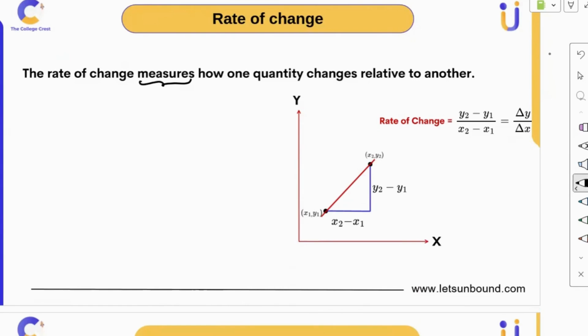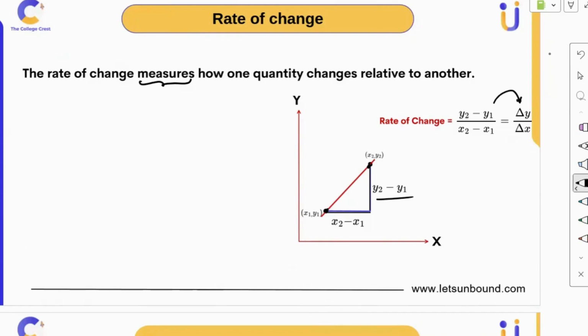So the rate of change formula, for example, a change from this point to this point, we represent as the vertical change divided by the horizontal change. So this is something we can relate very much with the slope formula, right? Exactly, it works in a similar way, but we are going to use a different version of the formula. So rate of change is nothing but change in y by change in x.